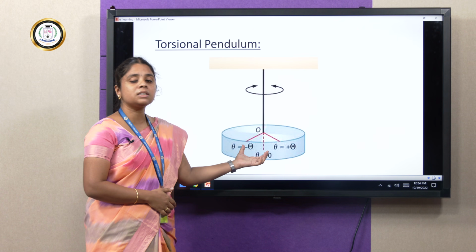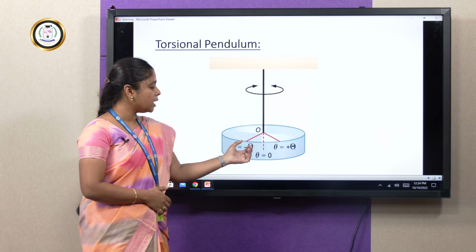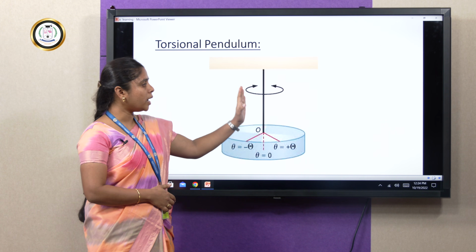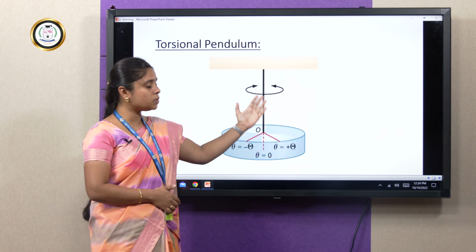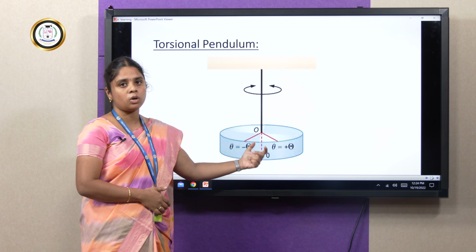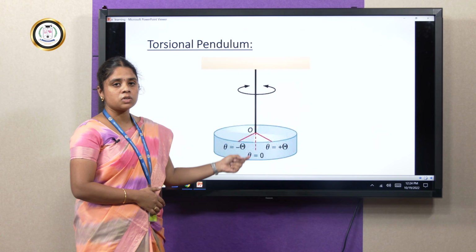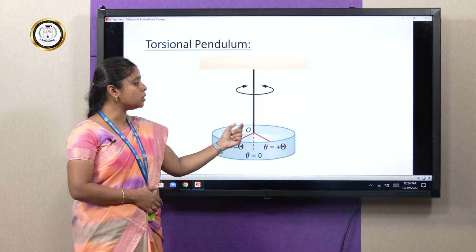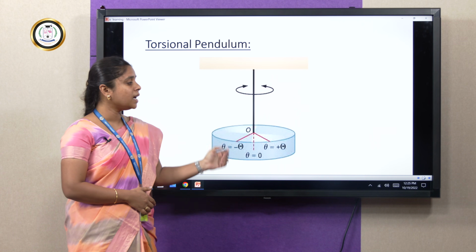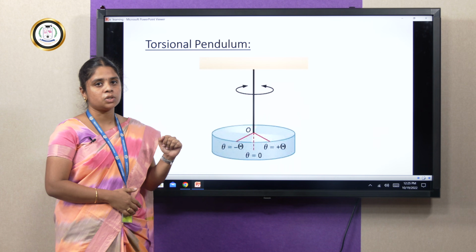When this circular disc experiences a couple, that circular disc undergoes a rotation, which means oscillation. The wire is getting twisted. Due to the twisting of the wire, this circular disc undergoes a continuous oscillation. So, this kind of oscillation which is produced due to the twisting of wire is called torsional oscillation, and the entire setup is called a torsional pendulum.